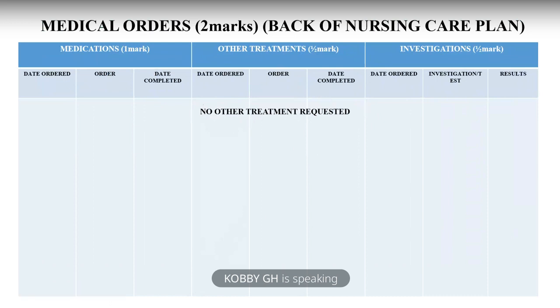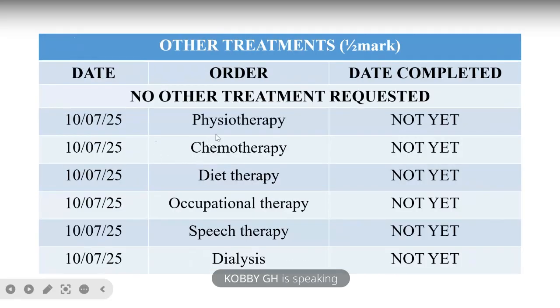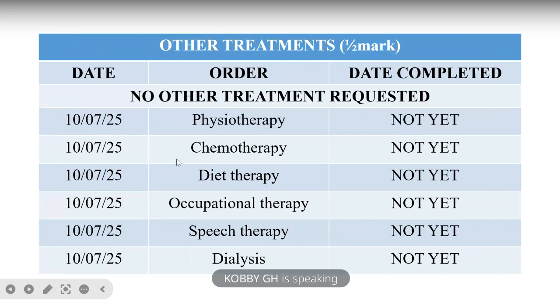Now, in a situation where you find other treatments, it will be something like this. These are some other treatments: physiotherapy, chemotherapy, diet therapy, occupational therapy, speech therapy, dialysis. Please listen. If you are able to identify any physiotherapy, I said make use of the date of admission. Don't search for any date, please. Use the same date of admission, or you can backdate just 5 days ago or just 3 days ago.